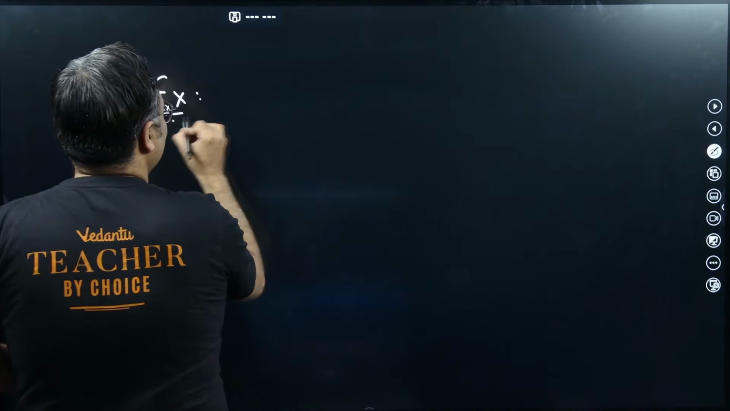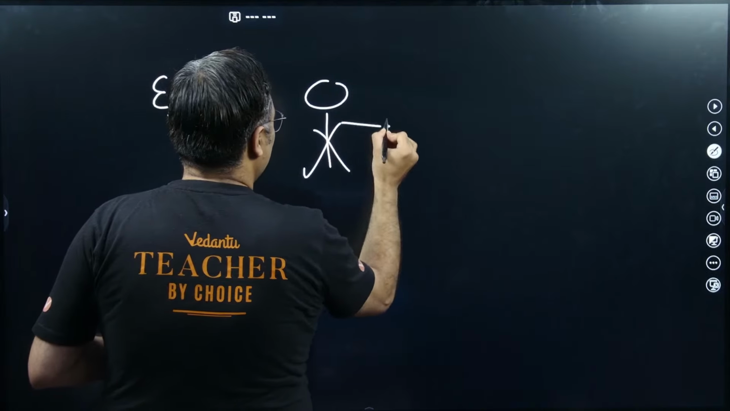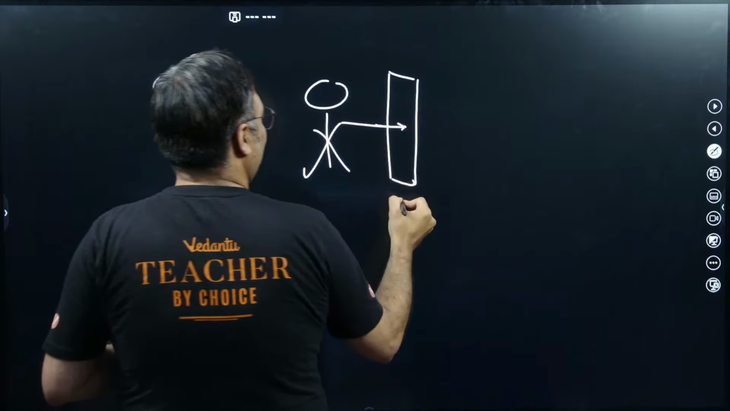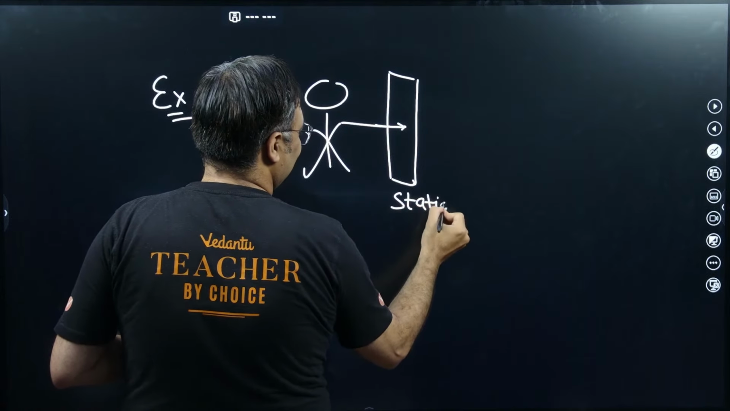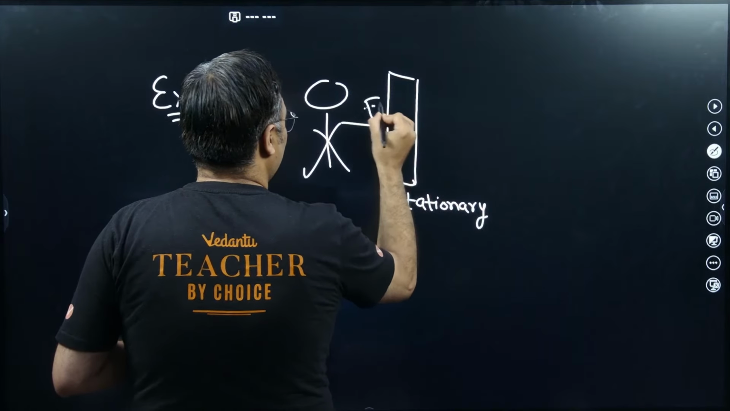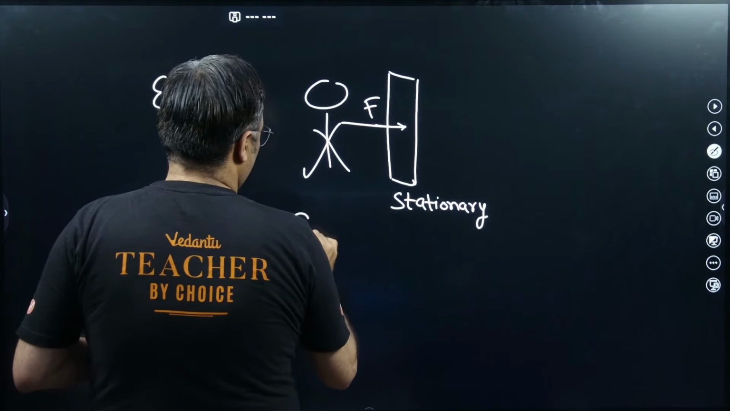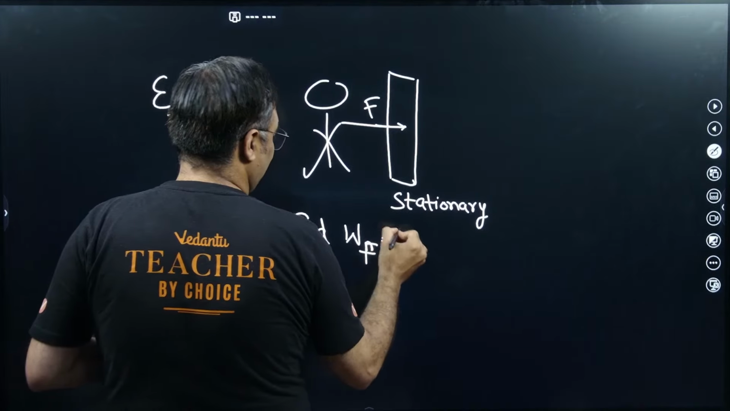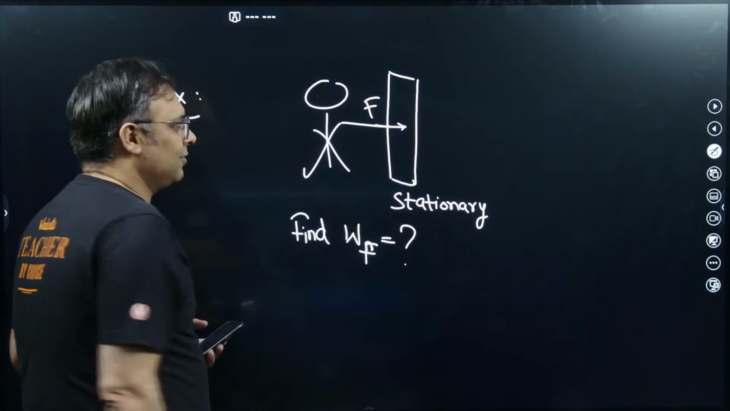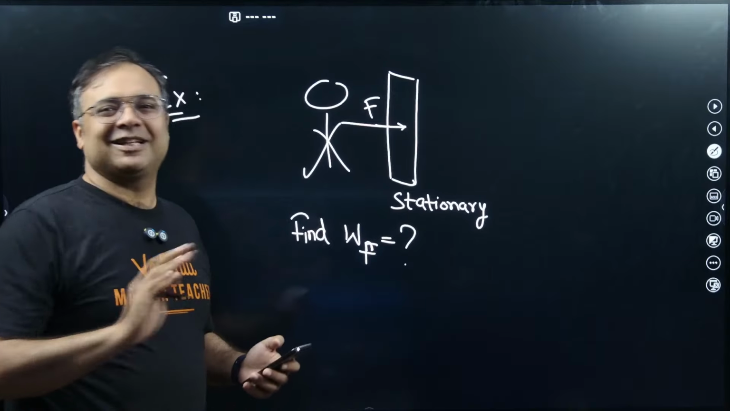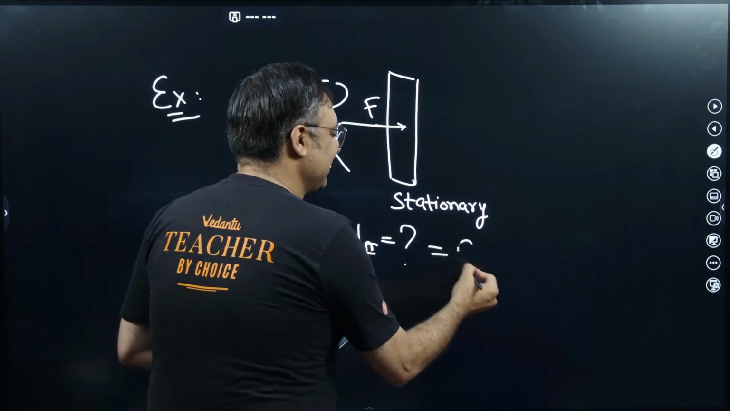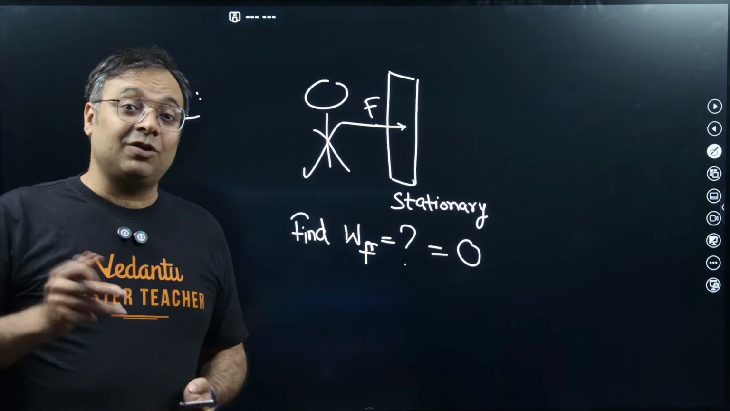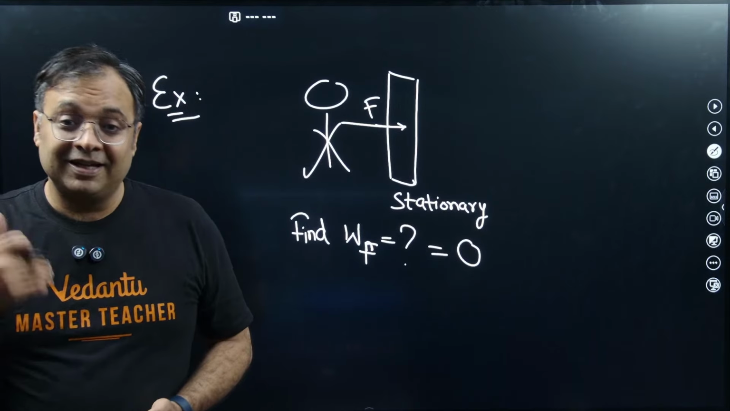Let's say this person is applying a force on this wall. And this wall is stationary and it does not move. So this force F. The question is, find the work done by the person, or by the force applied by the person, on the wall. I think you can clearly see that there is no displacement of the wall. So work done is just 0 because there is no displacement. So that means work done can be 0, it can be positive, it can be negative.